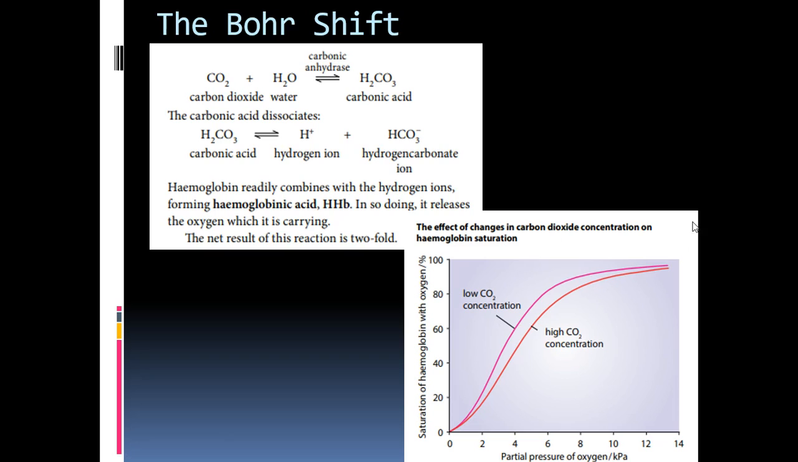Why? Because less oxygen is now combined with the hemoglobin, because some of it has been released by the high concentration of carbon dioxide. Okay, and this is what we call the Bohr shift, because the high CO2 concentration will shift the graph to the right.